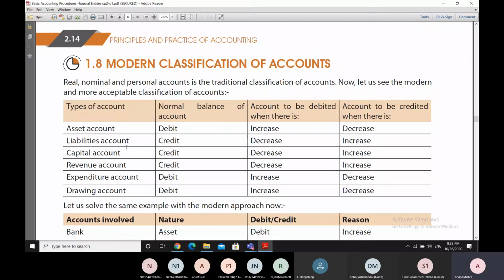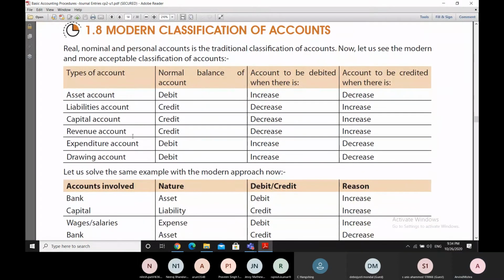Similarly, in case of a liabilities account, the normal balance is a credit balance. So whenever liabilities increase, it is credited, and when the liabilities decrease, it is debited. Similarly, the behavior of the capital account is similar to the behavior of the liabilities account. And then, of course, there are revenue account, expenditure account, and drawing account. So under the modern system, there are 6 types of accounts.